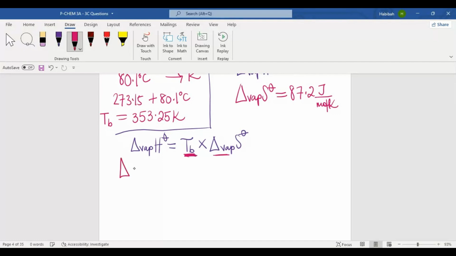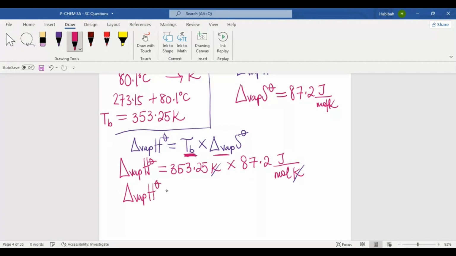Of course, now you have two parameters, so you can simply substitute. The change in enthalpy of vaporization is going to equal 353.25 kelvins times the change in entropy of vaporization, 87.2 joule per mole Kelvin. You cancel out kelvins, so the change in enthalpy of vaporization is 353.25 times 87.2, which gives you 30,803.4 joule per mole.